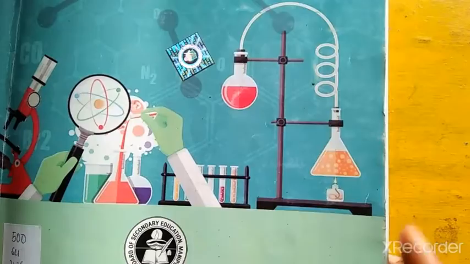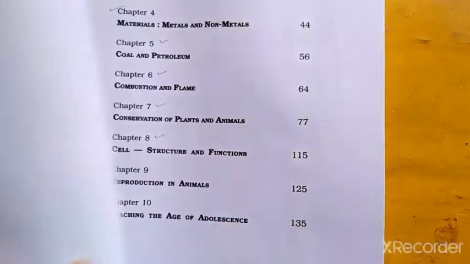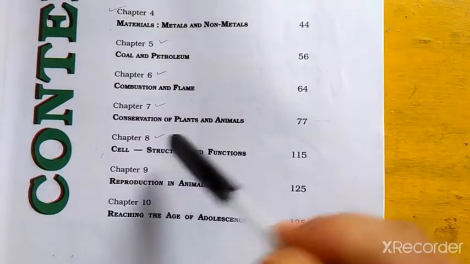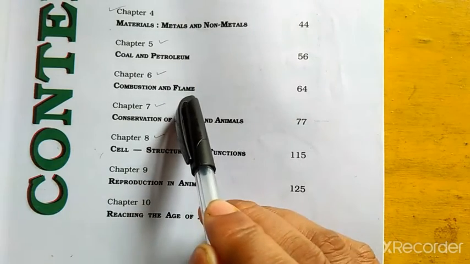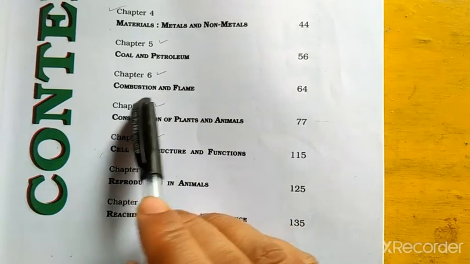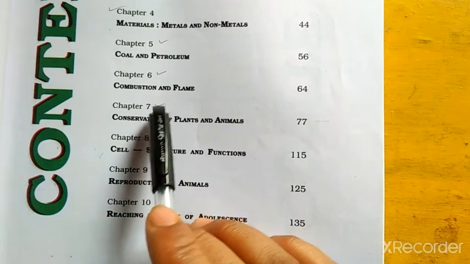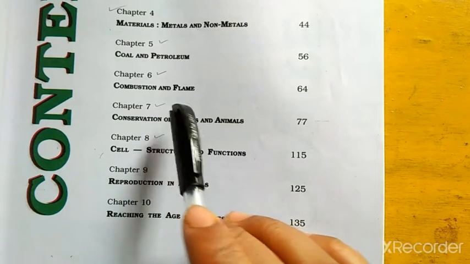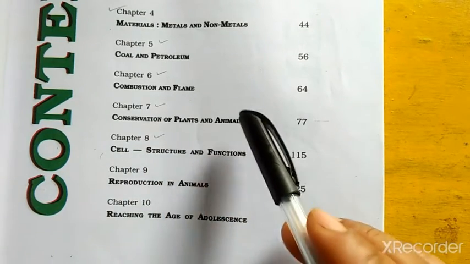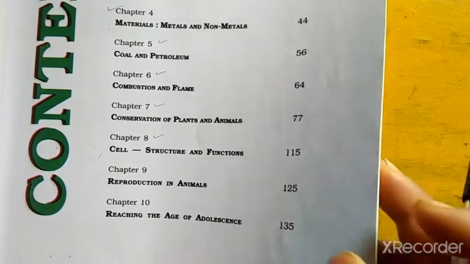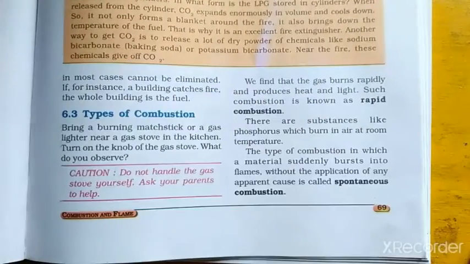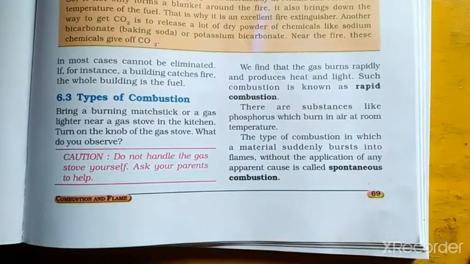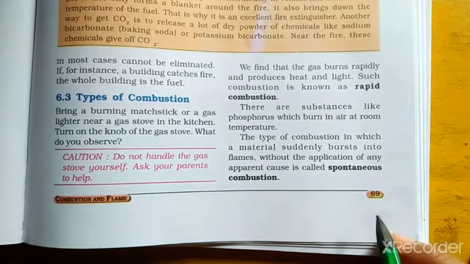Science for Class 8, and in today's video class let's study chapter number 6, Combustion and Flame. In the previous video class we studied the first part of this chapter number 6, Combustion and Flame. Today let's continue this chapter as a second part. In today's video class, let's study from chapter number 6, page number 69.